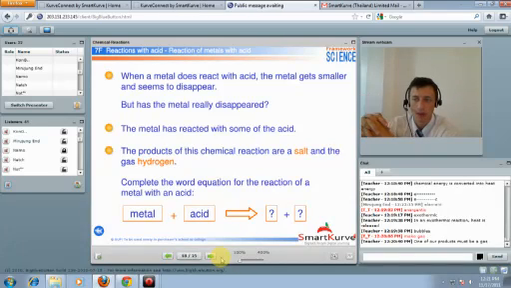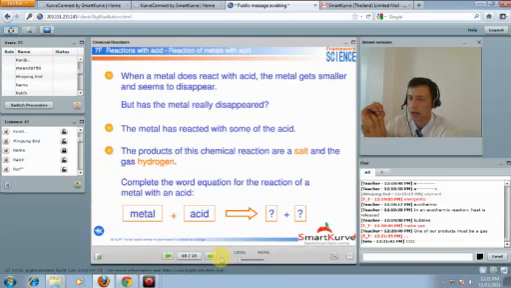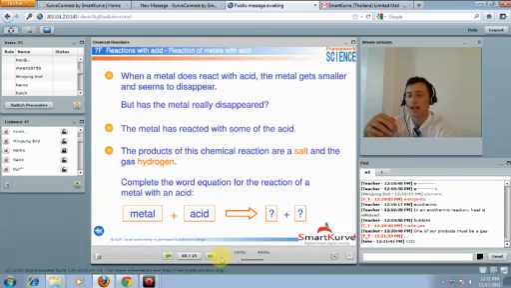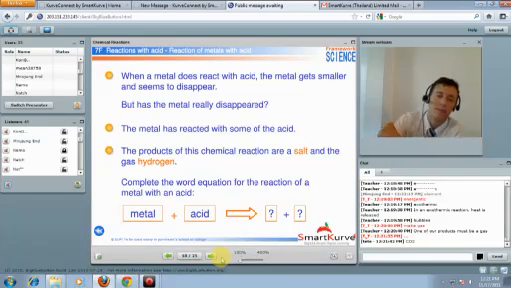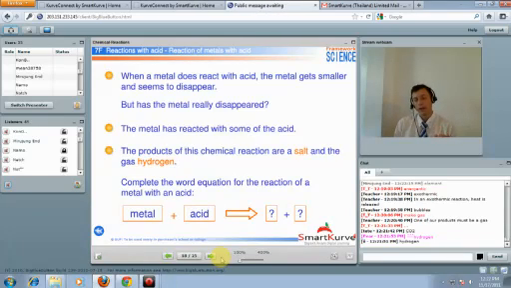Those gas bubbles that we saw coming off of the metal. Which gas? CO2. That's a good guess. I'm actually going to talk about that. But remember, we see here the products of the reaction are salt and the gas hydrogen. So we get bubbles of hydrogen gas. Now the CO2, I said, that is a good guess. We're going to talk about that in our next example.